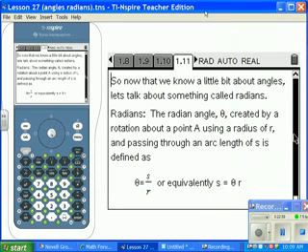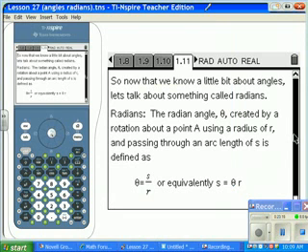Okay, so now that we know a little bit about angles, let's talk about something called radians. Radians, the radian angle, we use the term theta. Have you guys seen this before? No, never seen theta before. Okay, so this is theta. It's kind of like an O with a little hat on. The calculator doesn't do it with a little bit of tail, but I do. So if I write it that way, that's what I'm talking about. Okay, this is theta.